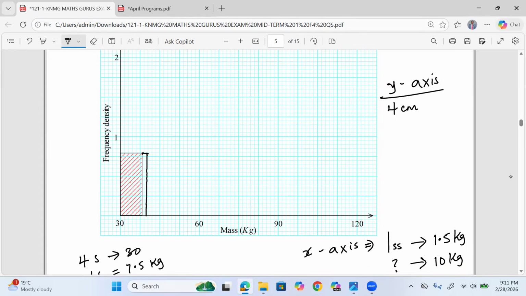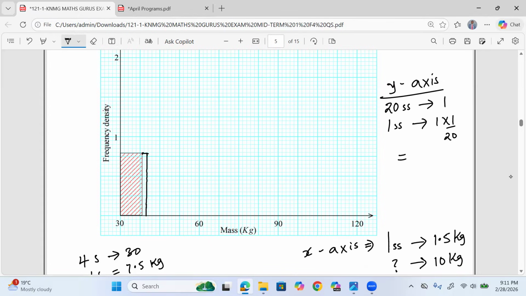Okay, which may mean 20, because in every centimeter we have 5 small squares. So 20 small squares are representing 1 unit. What about 1 small square? What does it represent?